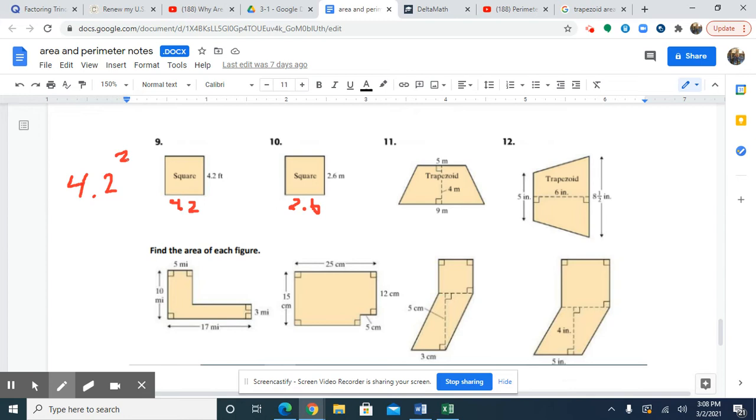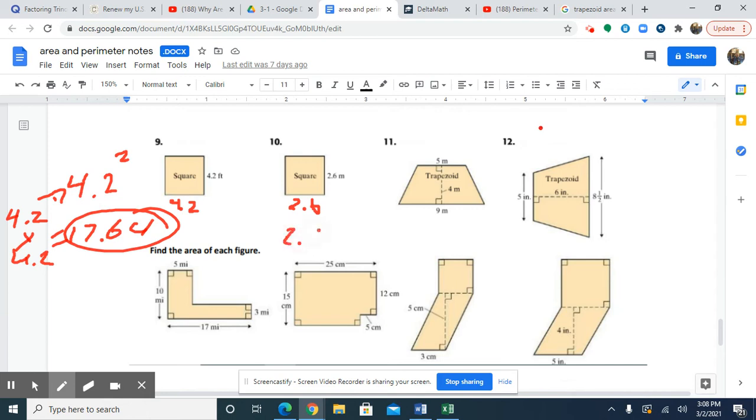So 4.2 squared gives us an area of 17.64. And remember that 4.2 squared is 4.2 times 4.2, which is equal to that 17.64. On the other side as well, 2.6 squared is equal to 6.76.